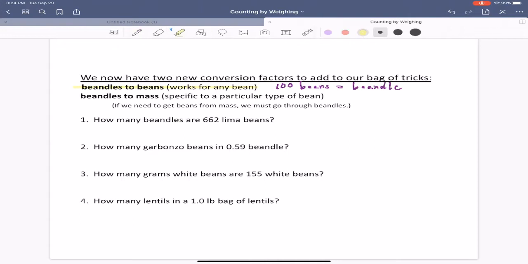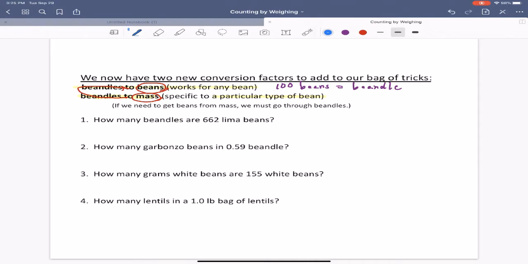But if we want to go from beandle to mass, we have to use a beandiotic table because we need to be specific to the particular kind of bean. And then if we wanted to go from mass to beans, we would have to go through beandles. So these problems that I'm working are a metaphor for things on the periodic table.